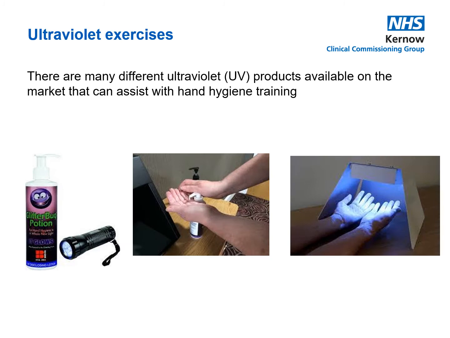Ultraviolet exercises are a great way to engage staff in hand hygiene. There are many different ultraviolet products available on the market that can assist with hand hygiene training. They usually consist of a gel, a lotion or a cream that you put on your hands, and then an ultraviolet light source which you can put your hands under, which represents bugs on your hands prior to washing them. The next slide will give instructions on some of the things you can do with ultraviolet products.